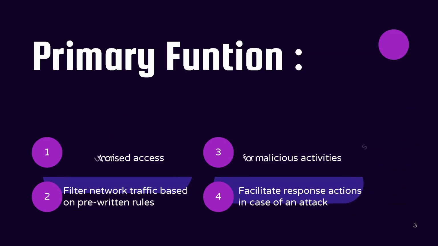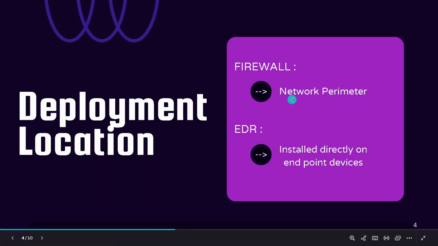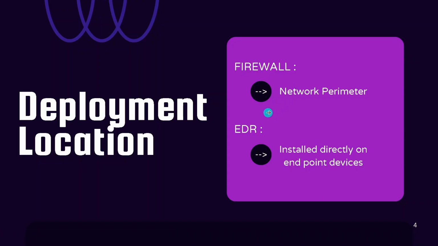Moving on to the next, which is deployment location. Deployment location means where these two types of security solutions are placed or located. So the firewall, as stated previously, is located in the network perimeter. What do we mean by the network perimeter? It sits between the internet and the end user, so it acts like a strainer.